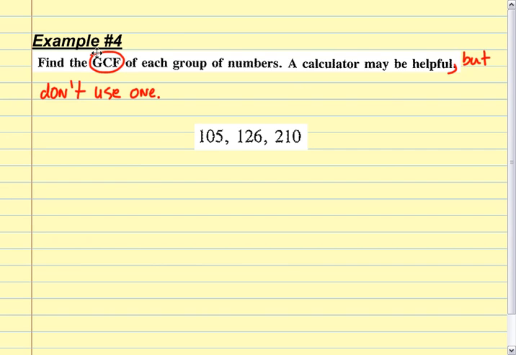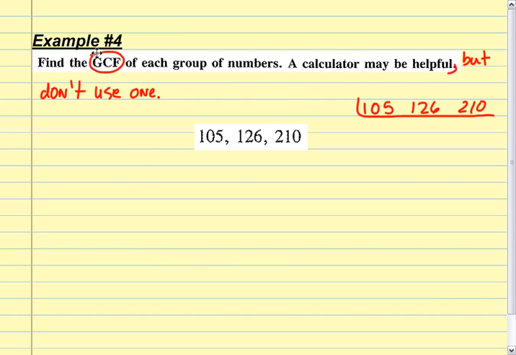So I can line them up. 105, 126, 210, and I'm going to put my ladder around it. Now the first thing I'm going to look at, I don't know if anything goes into them, but I'm going to check 2. That's the first thing I want to do. I know 2 doesn't because 105 is not even. All right? Now I'm going to check 3.